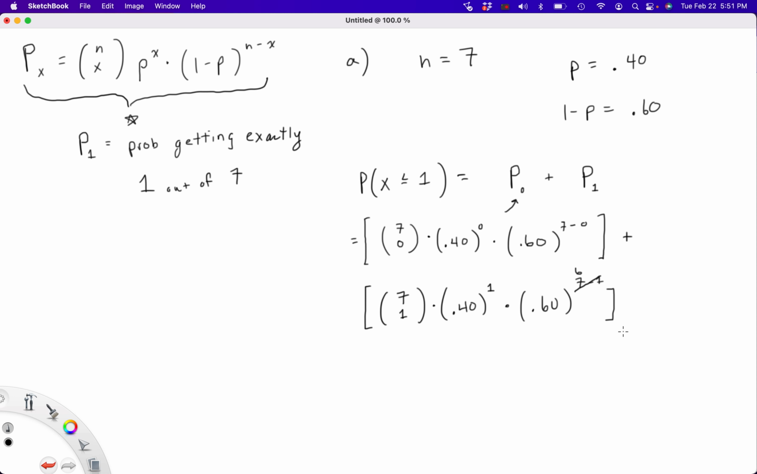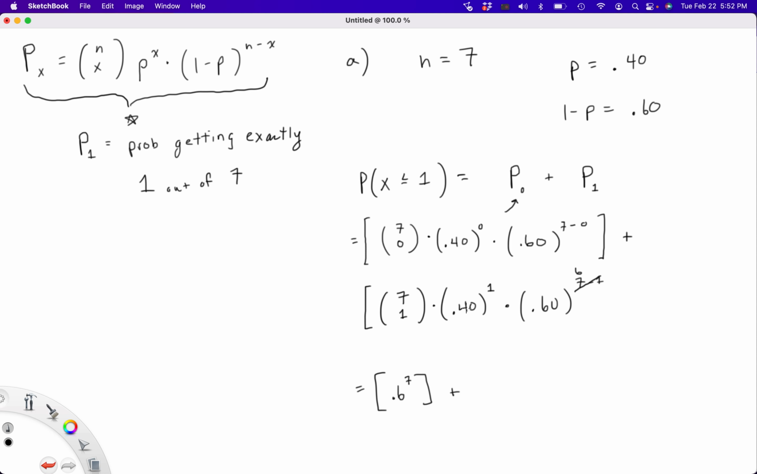Okay. So then what you would do is you would literally take this whole upper bracket and we would calculate it. I think it's actually pretty easy because 7C0 is just 1, 0.4 to the 0 is just 1, and 0.60 to the power of 7 minus 0 is actually just 0.6 to the power of 7. So all of this upper bracket just turned out to be whatever is 0.6 to the power of 7. So you can plug that into your calculator and pretty easy.